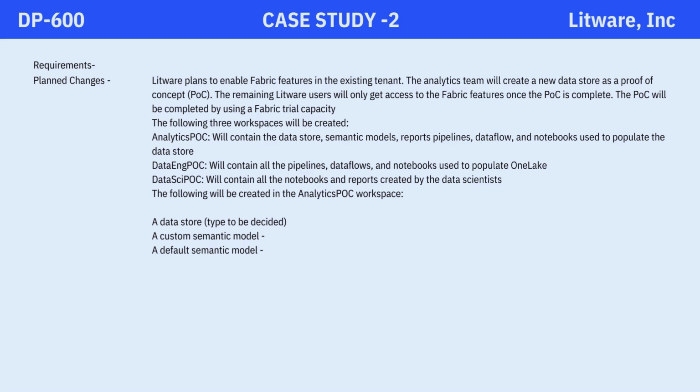The following 3 workspaces will be created. 1. Analytics POC will contain the data store, semantic models, reports, pipelines, data flow, and notebooks used to populate the data store. 2. Data engineering POC will contain all the pipelines, data flows, and notebooks used to populate OneLake. 3. Data science POC will contain all the notebooks and reports created by the data scientists. The following will be created in the analytics POC workspace: a data store, type to be decided; a custom semantic model; a default semantic model.